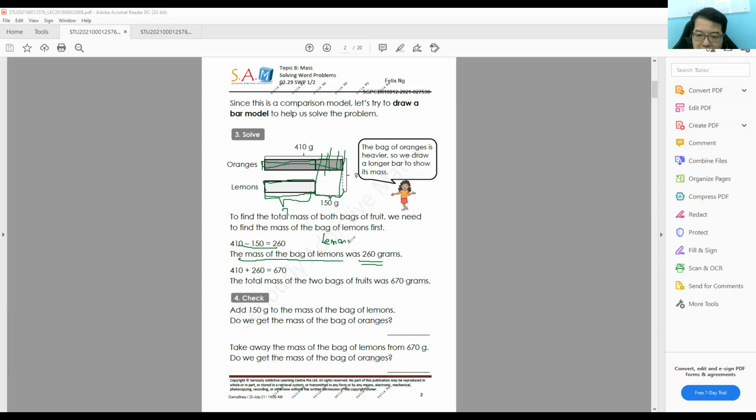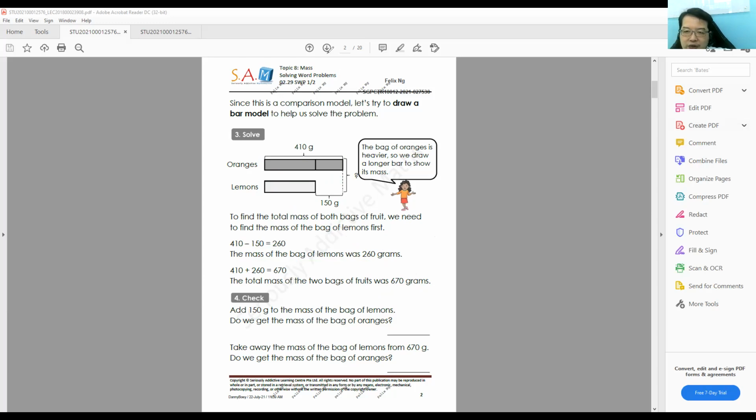Lemons equals 260 grams. So you know what you're dealing with. Okay, and then the total mass would be lemons plus oranges. And that's 260 plus 410. That gives you 670 grams. All right, clear enough?